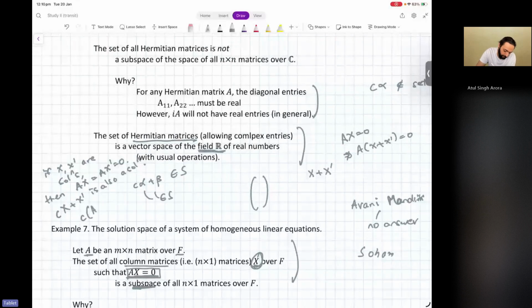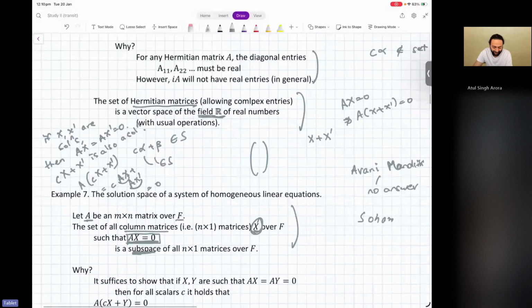Exactly. So we just have to do this. If we have cx plus x prime, we multiply it with a. This will just turn out to be c times ax plus ax prime. Individually, these two are 0, so therefore the sum is also 0. So I'm just saying that you have to write it down clearly. That's it. I think you have the right idea, but just be careful.